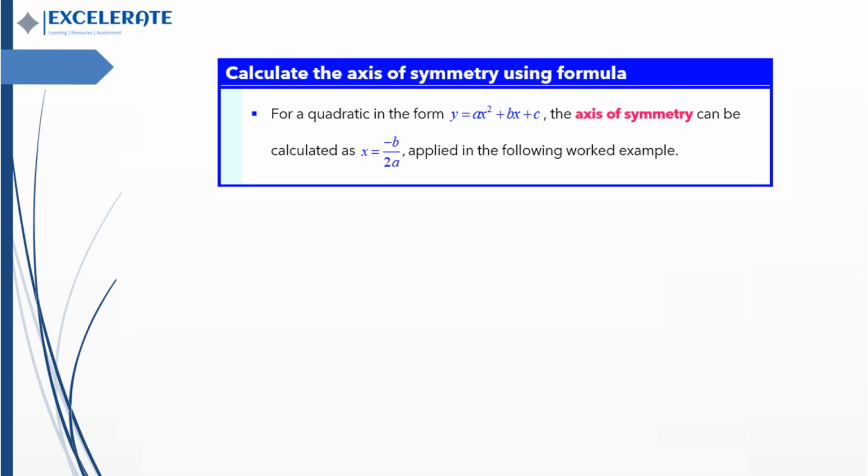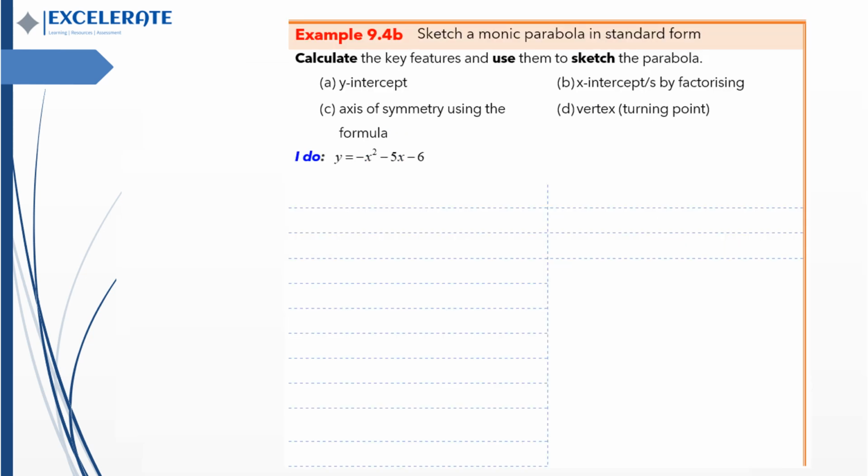It's also possible to calculate the axis of symmetry's location in standard form if you apply a general formula. x equals negative b over 2a. So that rule can help you find the axis of symmetry without having to factorize. The next section, let's calculate the key features, except this time we're going to find the axis of symmetry using the formula.